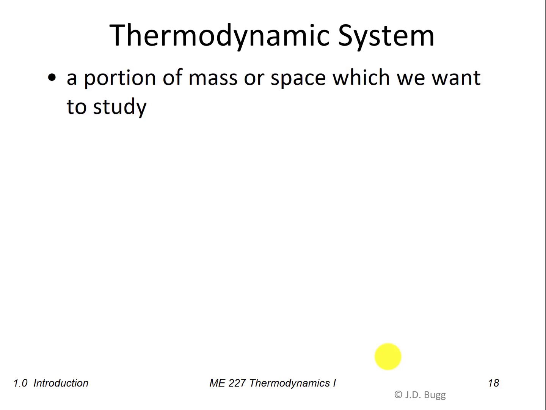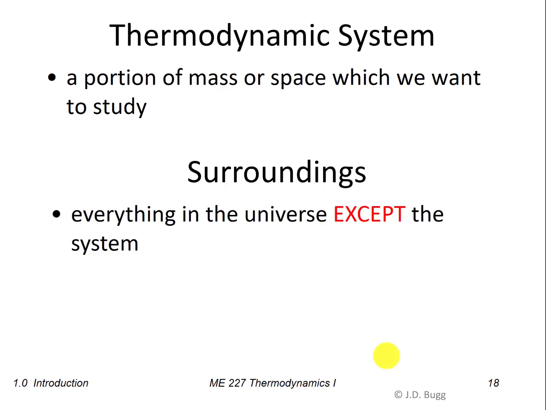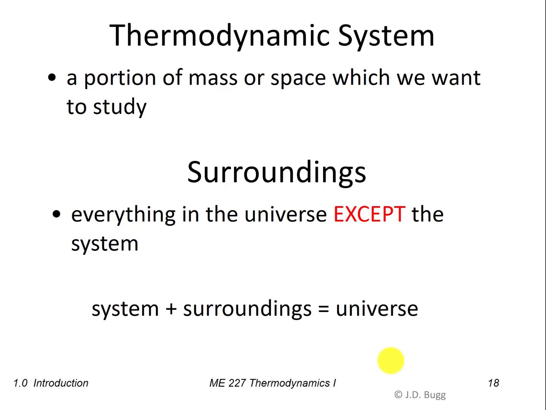A thermodynamic system is a portion of mass or space which we want to study. We're going to be drawing boundaries around that mass or space as part of our solution technique later on, and that'll be called a system boundary. Now in addition to the thermodynamic system, there is something called the surroundings, and the surroundings are simply everything in the universe except the system. Everything is either in the system or it is outside of the system. So the system and the surroundings make up everything. System plus surroundings is the universe.